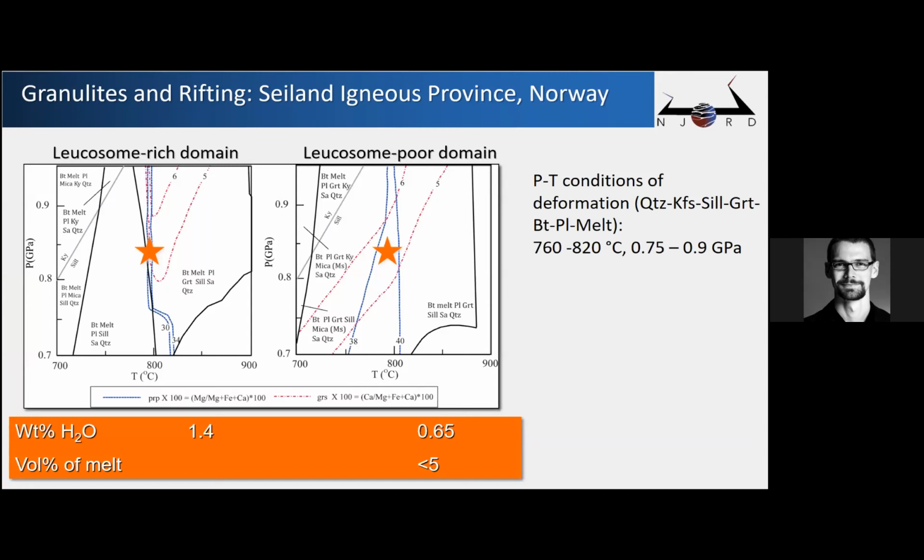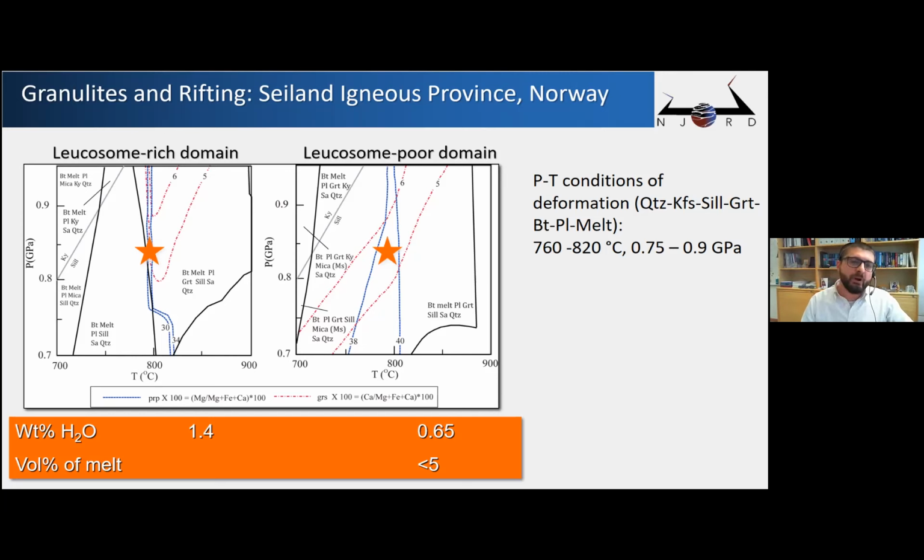Yeah, thank you. Okay, the pressure and temperature conditions of deformation are around 800 degrees and 0.8 GPa. The amount of water is higher in the leucosome-rich domain. Not surprisingly, the water is preferentially partitioned into the leucosome, whereas the leucosome-poor domain is water depleted with respect to the leucosome-rich domain. And the volume of melt in the leucosome-poor domain is less than 5% according to our models, which is not sufficient to weaken the system, right? In felsic systems, at least 7 to 10 volume percent is necessary to weaken the rocks.